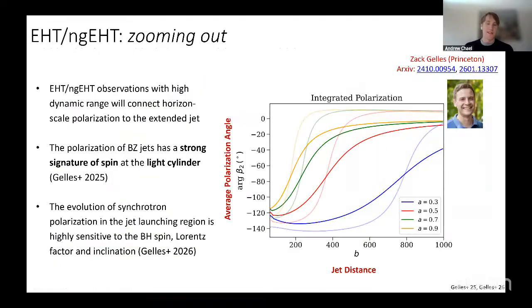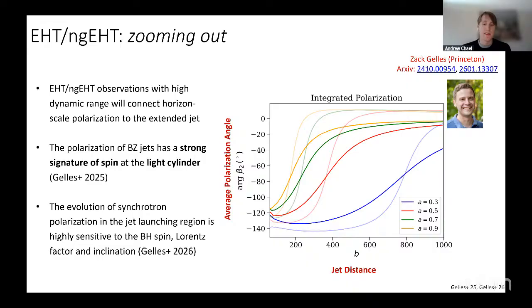So yeah, first, again, zooming out into the extended jet, basically, the picture here is that by tracking the evolution of polarization over larger scales out to larger distances, we're actually able to begin to probe energy flow, not just from the black hole, but out into the jet that we observe already with different VLBI experiments. And I've been working a lot with a student at Princeton, Zach Ellis, who has developed a lot of the ideas and tools that we have needed to go beyond the EHT scales and into the extended jet.